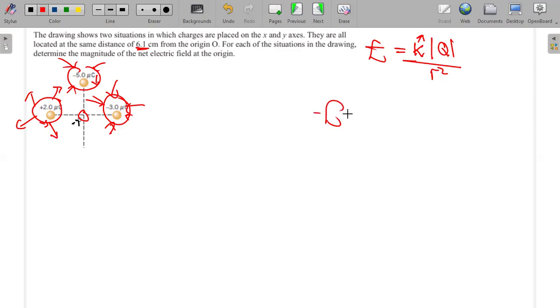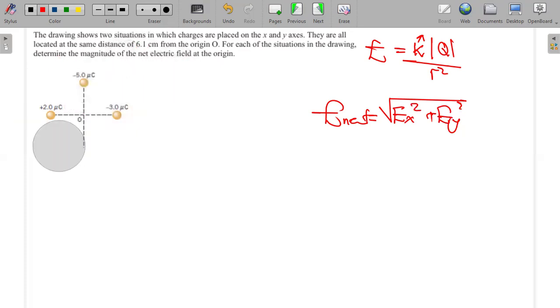Then in order for us to find the net field, this will be equal to the square root of EX squared plus EY squared, which means the summation of our fields in the two different axes that we've been given. For example, in this particular case, they've given us the X and the Y axis. Okay, so the first thing that we're going to do is to calculate the electric field from each charge. How do we do that?